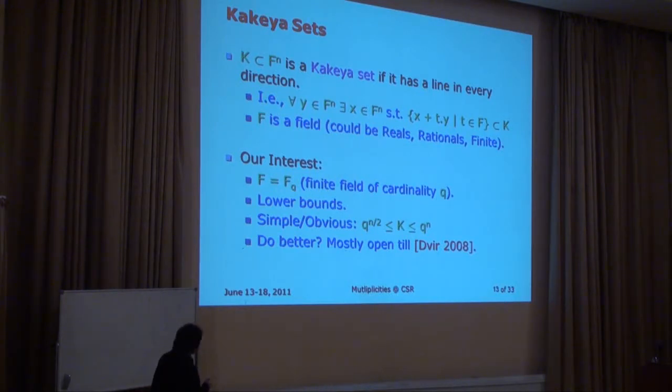Our interest, as I said, is finite fields, and in particular we are interested only in lower bounds. A very obvious and simple argument tells you these two things. Obviously, if you take all the points in the space, then you have a Kakeya set, and that gives you an upper bound of q to the n. Just by using the fact that given a set of size K, you have at most K squared different lines, that tells you this set had better be of size roughly q to the n over 2 at least. Maybe I'm missing some constants, but roughly that.